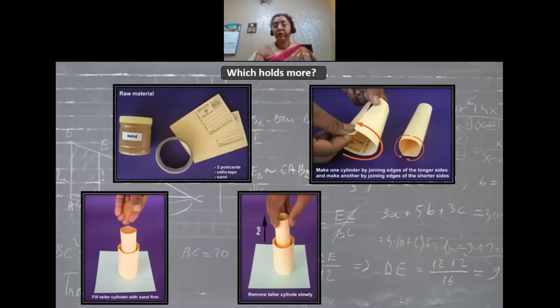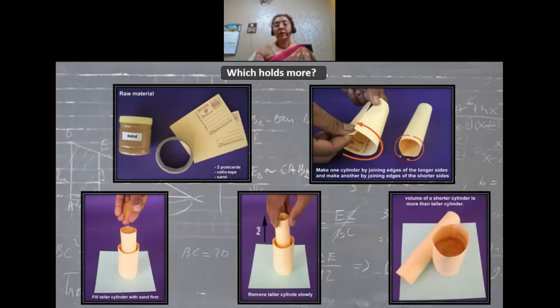What will be observed? The sand, whatever you have kept there, which was sufficient to fill the thinner cylinder, is not sufficient to fill the thicker one. That means the thicker cylinder has more volume, though both of them have been made by the same paper. So the same curved surface area does not mean the same volume.